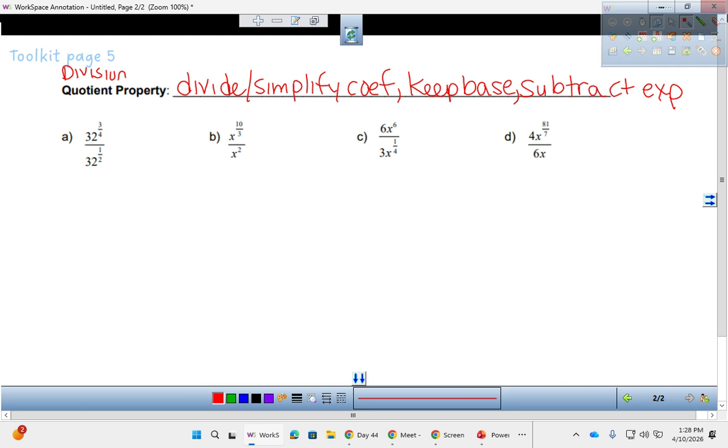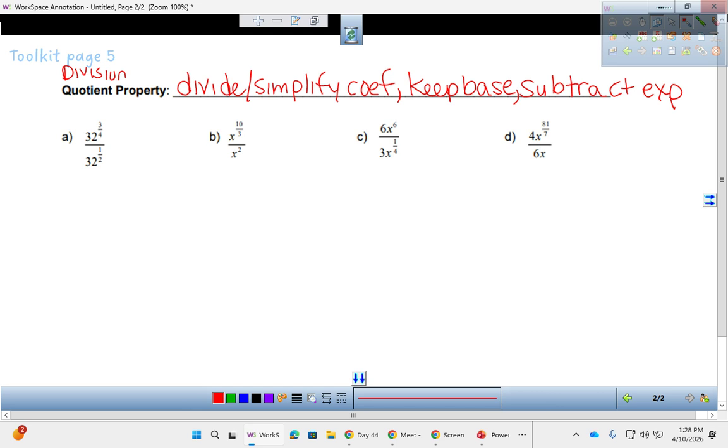What is it? A whole number. It could be a fraction though. A coefficient is a number in front of a variable. So when you don't have a variable, you don't have a coefficient. 32 is not a coefficient.